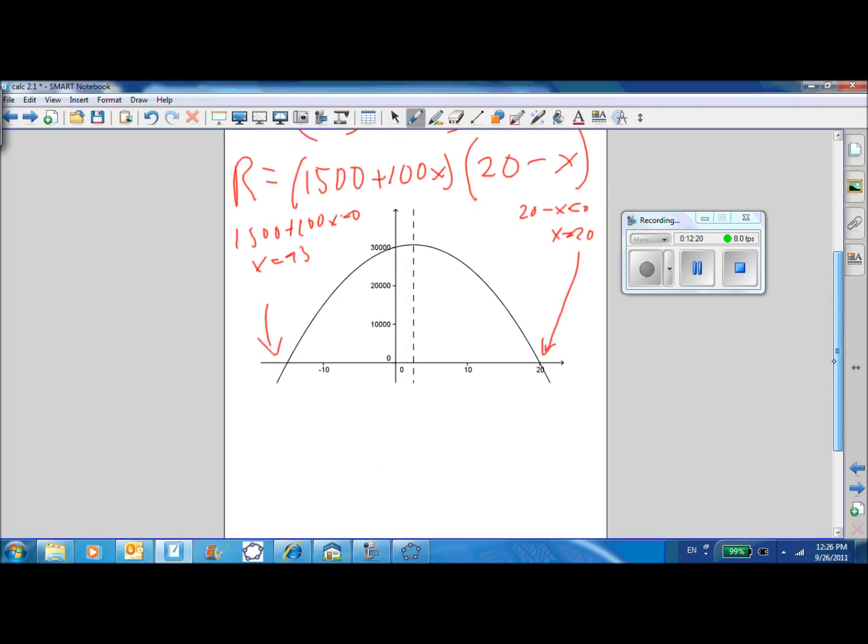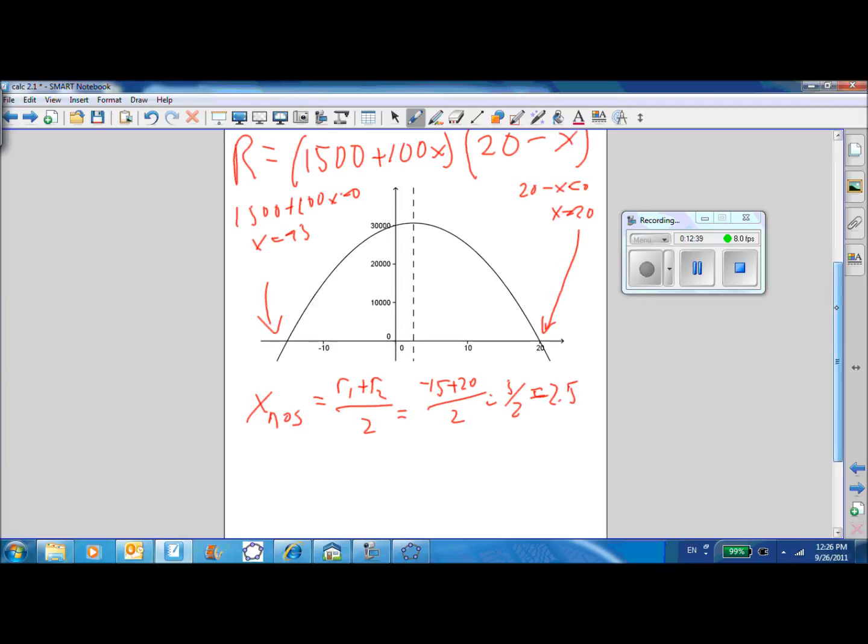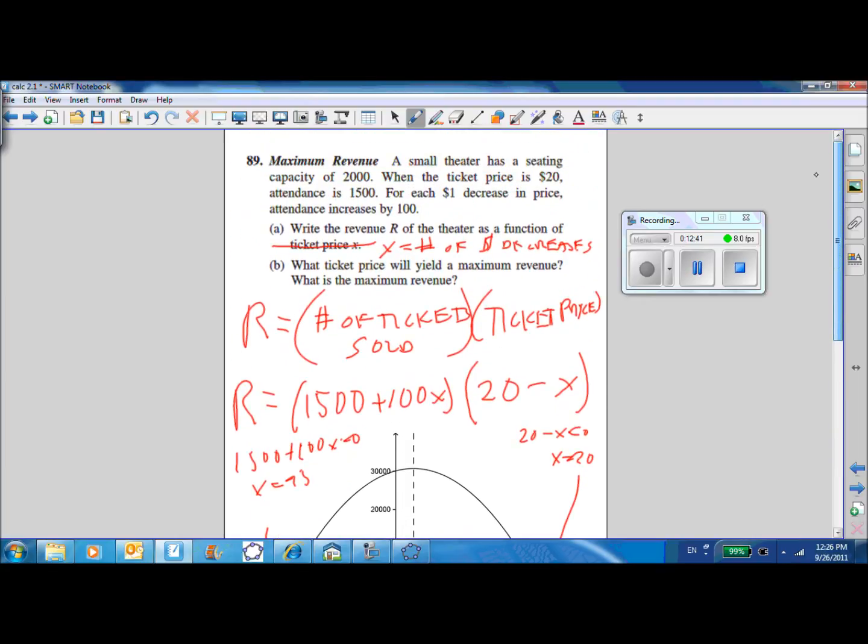So let's figure out where is that axis of symmetry. Well, it's going to be halfway between the roots. So the x-coordinate of the axis of symmetry will be equal to the average of the roots, root 1 plus root 2 over 2. So you get -15 plus 20 over 2, or 5 halves, which is 2.5. Now this means we're going to maximize our revenue at 2.5 $1 decreases.